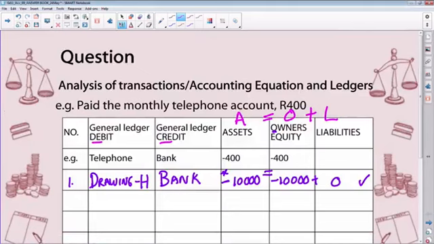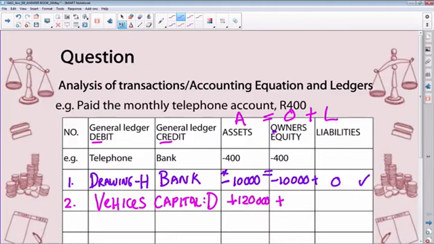Okay, so account debit for the second transaction, I debited vehicles. And I credited capital. And again, guys, a reminder, the name of the partner, please. Vehicles now means I have more assets, so my assets are increasing by $120,000. And then capital increases owner's equity, so plus under owner's equity, $120,000. Okay, you guys got that.